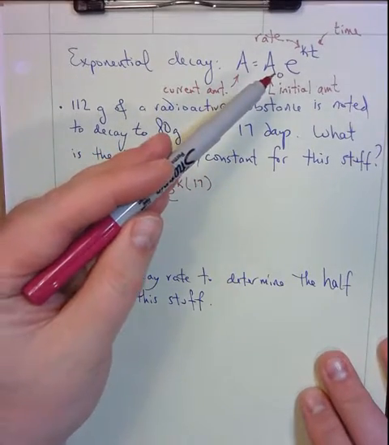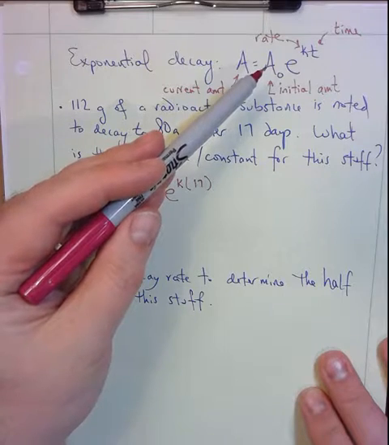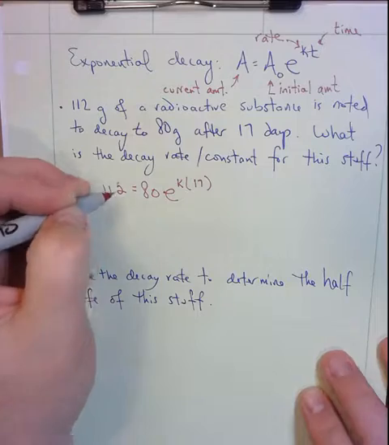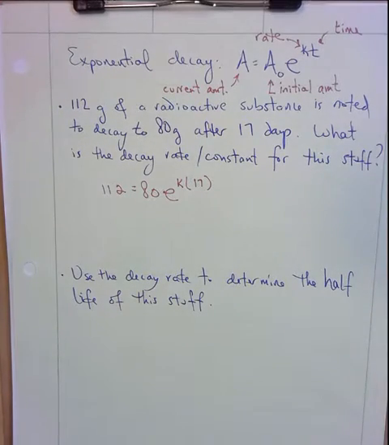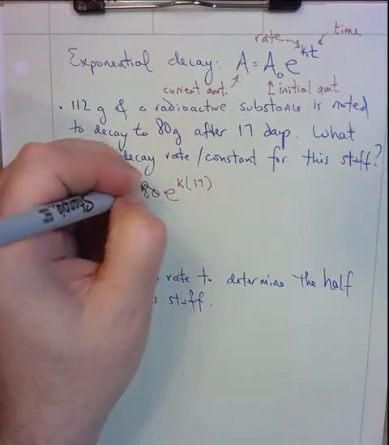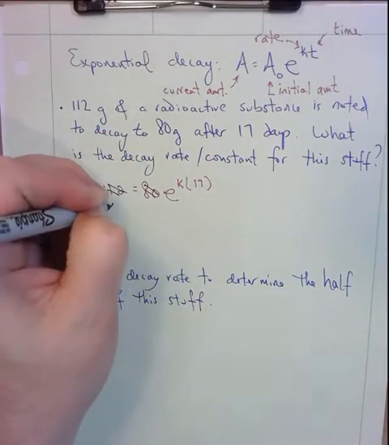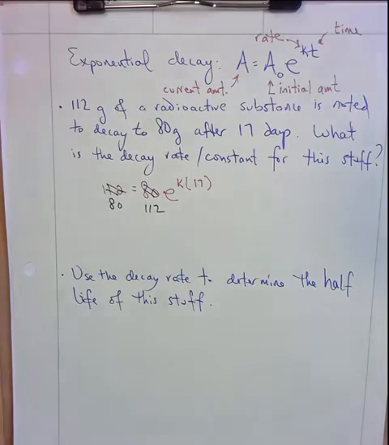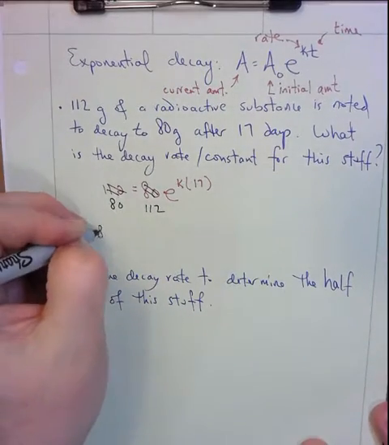A0 is supposed to be the initial amount, the amount I started with, right? 80 isn't the amount I started with. 112 is the amount that I started with. So I need to switch these. Like that. Okay, now I'm going to rewrite the equation so that it's correct.